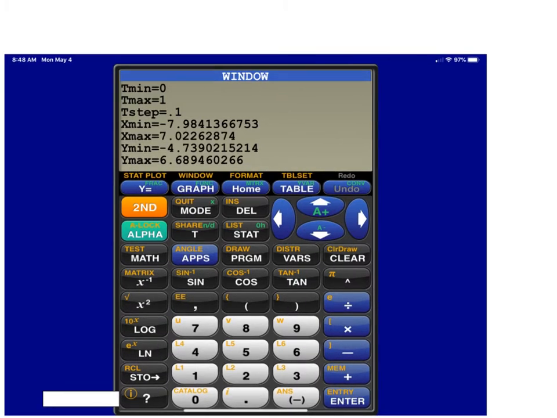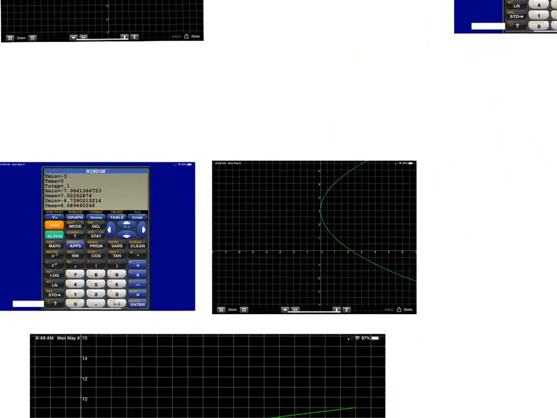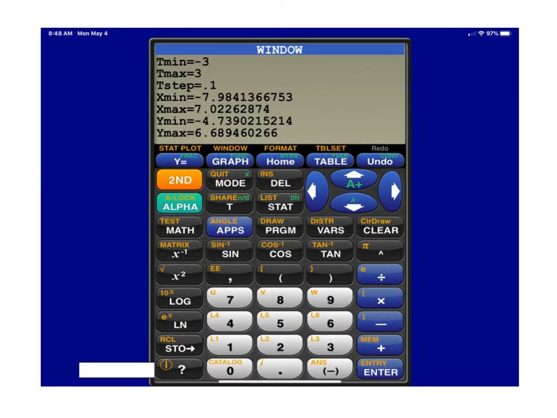Here's where the problem occurred: my T min was 0 and my T max was 1. Well, you know I went from negative 3 to 3 for T. So what I did was I changed the window. All I did was go to negative 3 to 3. I didn't change the T-step. I didn't change anything else. I just hit graph again.